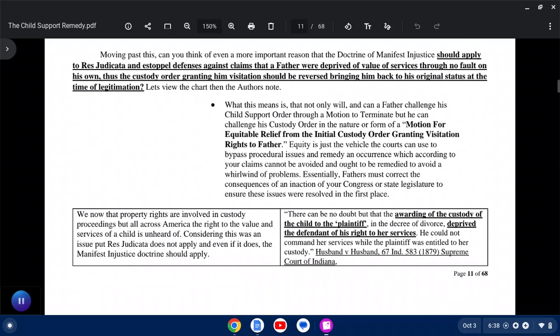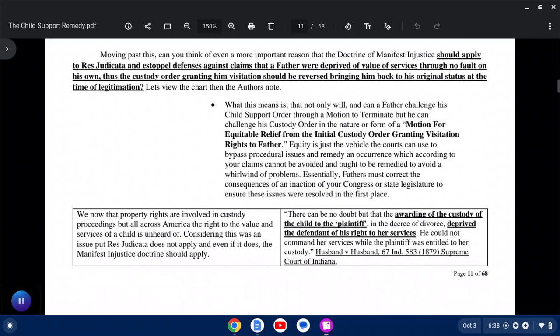Moving past this, you can think of an even more important reason that the doctrine of manifest injustice should apply to res judicata and estoppel defenses against claims that a father was deprived of the value of services through no fault of his own. Thus, the custody order granting him visitation should be reversed, bringing him back to his original status at the time of the legitimation. Let's view the chart, then the author's notes.